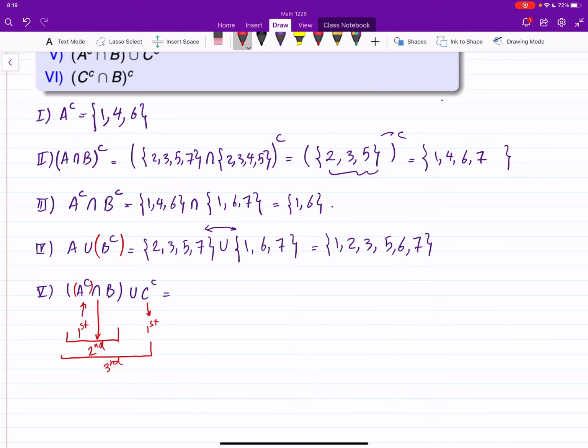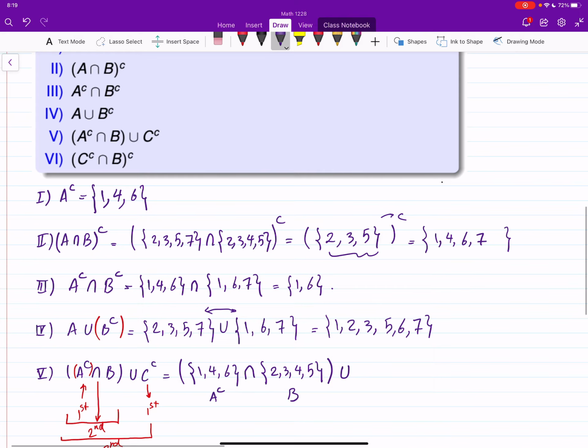So let's go one by one. So first thing is, what is A complement? A complement we already found. This is 1, 4, 6. Then we want to find its intersection with B. B was 2, 3, 4, and 5. And so that is A complement. This is B. Then I want to find the union of that with C complement.